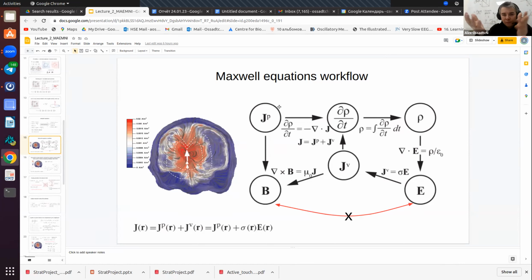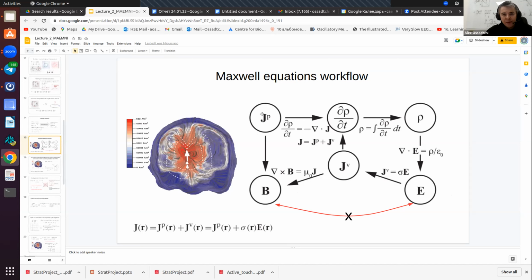This is the whole task of MEG-based neuroimaging. Or, by observing the potential on the skull, which is very closely related to this E, as you will see now, to find again the source J.